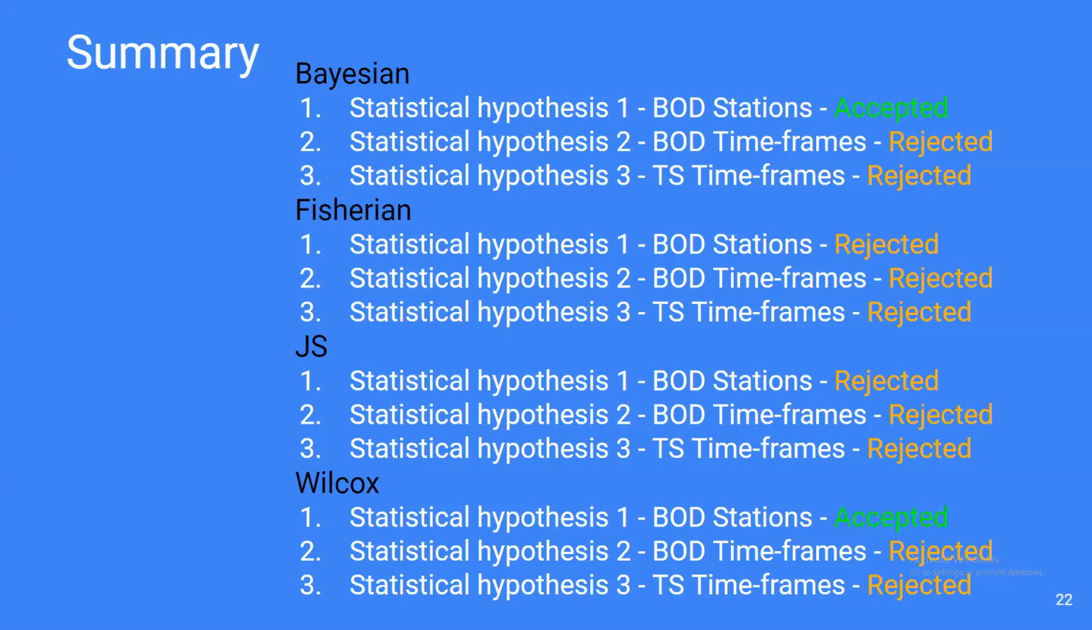And in the Wilcoxon, we see that the null hypothesis is accepted for the BOD stations, and it's rejected for the time frames of the BOD and the TS. So what we can see here is that the treatment plants have been working as they're supposed to, cleaning the water and removing the total solids from the water. But as well, that means that not all of the 4 stations have treatment plants. So that's why we see the difference in the means of the BOD stations.